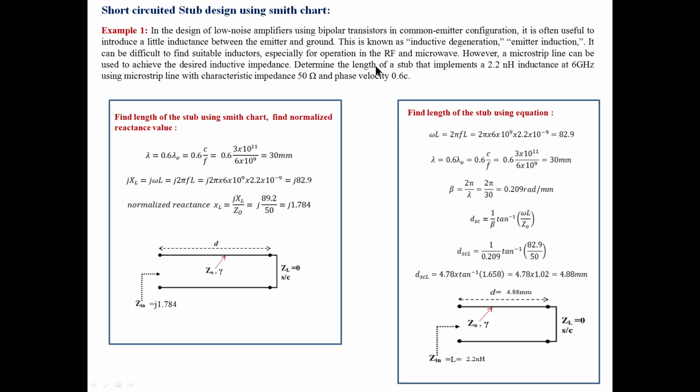As discussed in the earlier class, to implement 2.2 nanohenry at 6 gigahertz, we got 1.784, that is the normalized reactance. So to get this value of reactance, what is the length of this transmission line? Because this transmission line's input impedance varies here, it can be used as an inductor. This transmission line can be used as an inductor between the two terminals. Looking into these terminals, it behaves like an inductor.